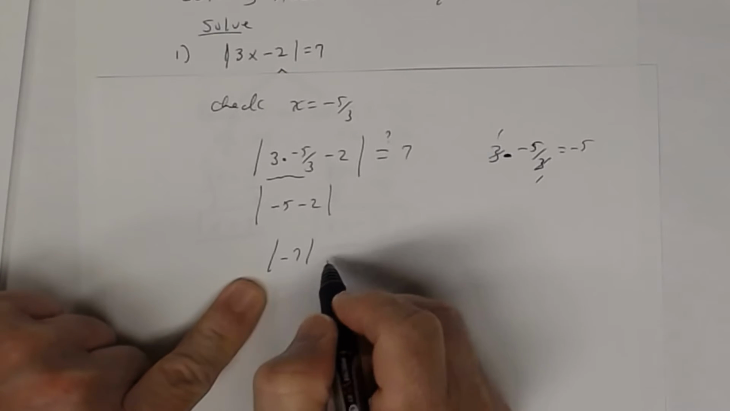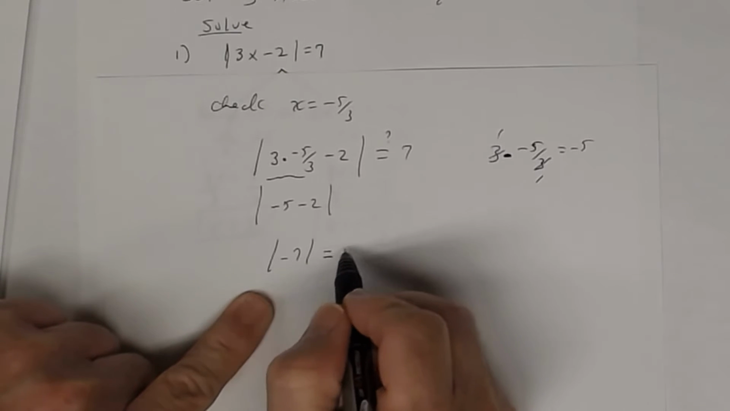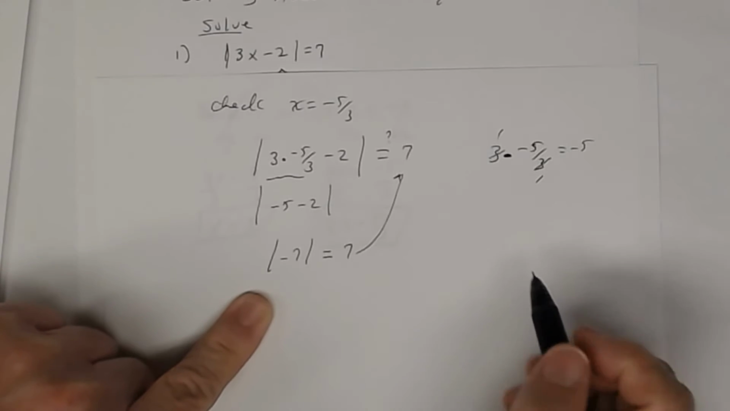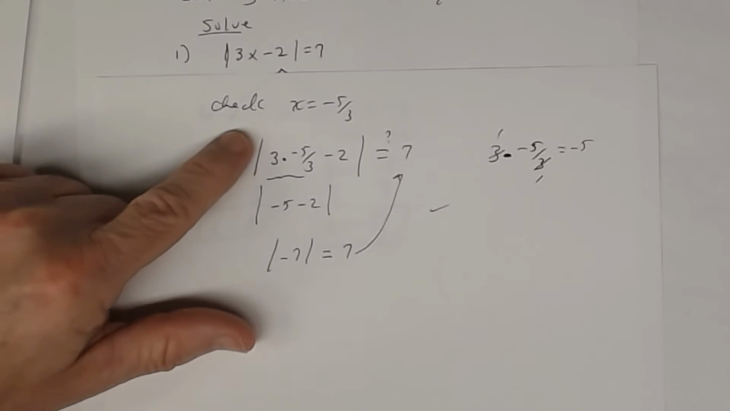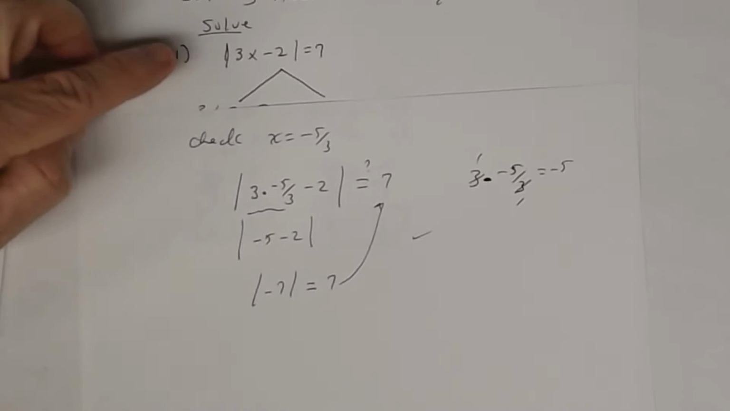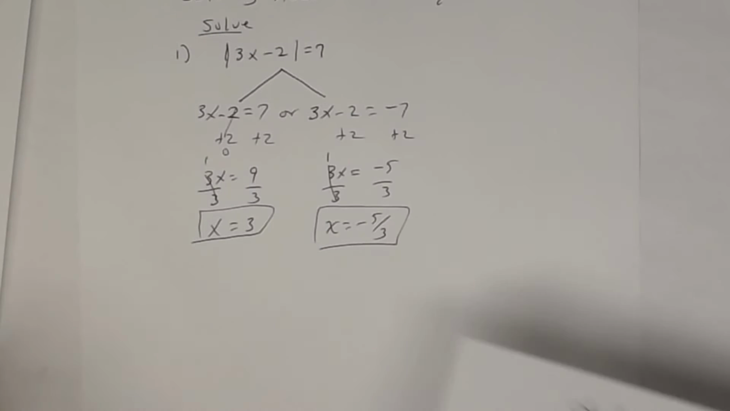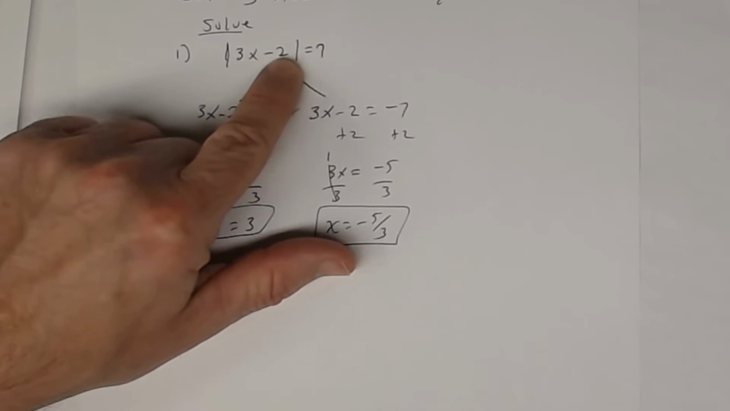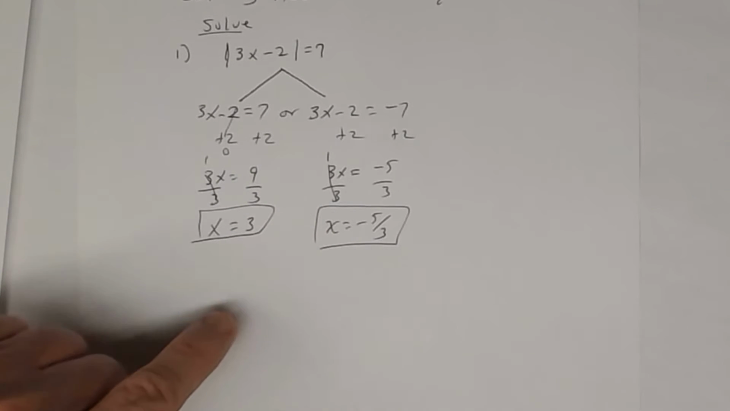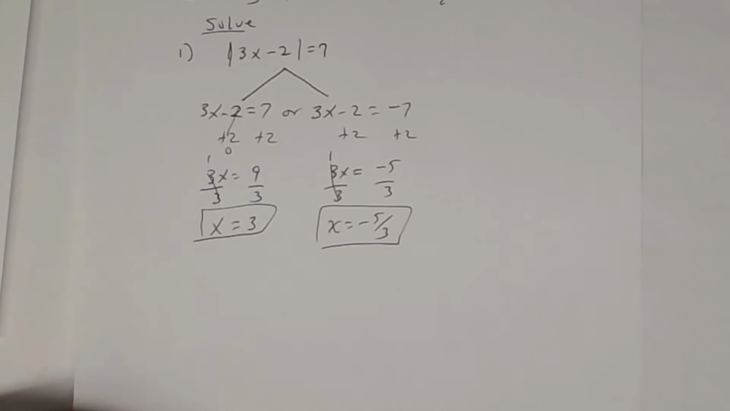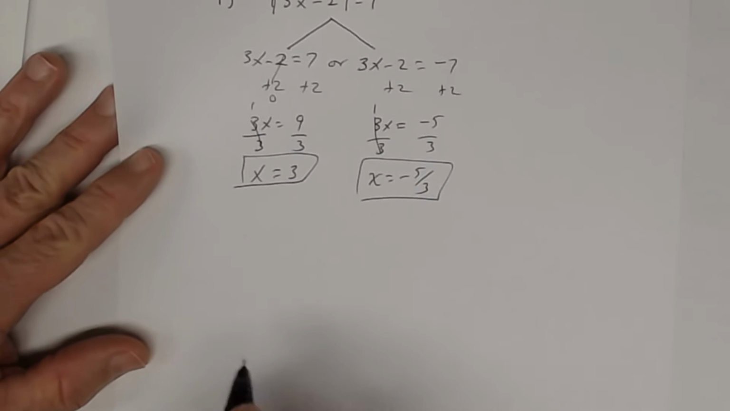Remember, still absolute value bars, and the absolute value of negative 7 is a positive 7, which is what this is. All right, so that's why negative 5/3 is a solution, because it makes that original equation a true statement. So the solutions to this equation, there are 2 of them. These are the solutions. There are no other solutions.